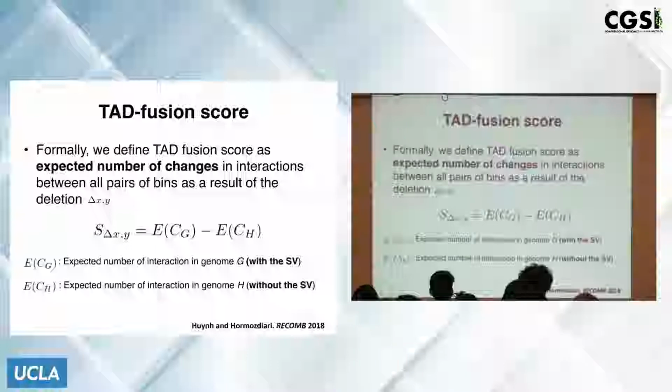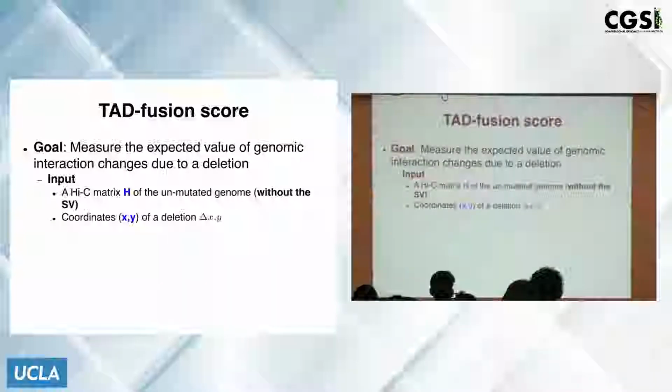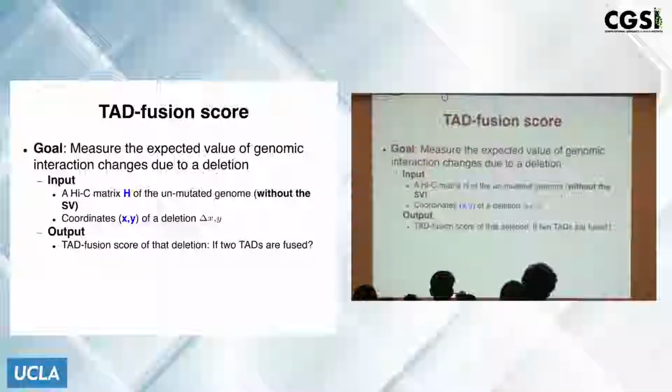Good. Okay. So our goal is to measure this expected value of changes in the interaction due to a particular deletion. So our input is the Hi-C matrix H, which is the unmutated genome, the Hi-C matrix before the deletion happened, and the coordinates of the deletion between X and Y, which is called delta X,Y. And the output that we want to give is the score of the deletion. In other words, if these two TADs are fused or not as a result of this deletion, we want to be able to give a score for that.